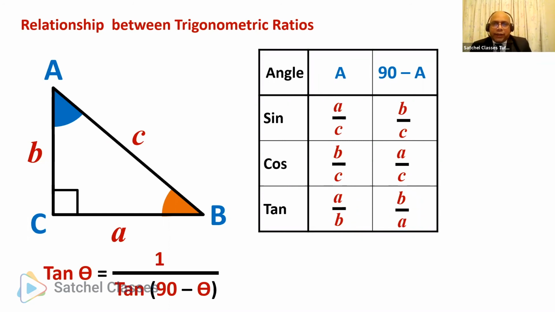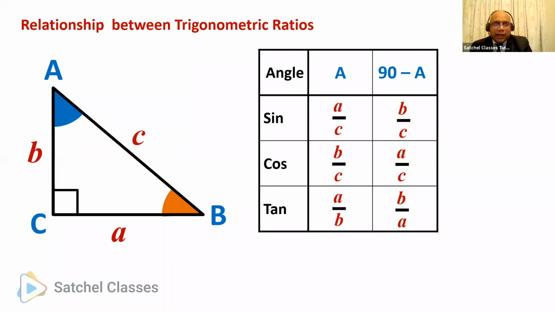Right. Now look at these three columns. What do you observe? If I divide sine by cos, you'll have A over C divided by B over C. You'll be left with A over B, which is the tan. So sine over cos equals tan. Let's check whether this applies to the other angle, 90 minus A. So B over C divided by A over C, as you can see, it is equal to B over A. So we can generalize this rule. Tan theta is the same as sine theta over cos theta.